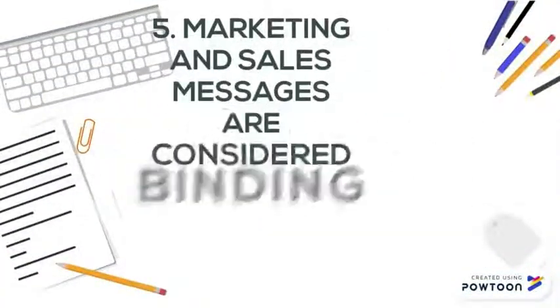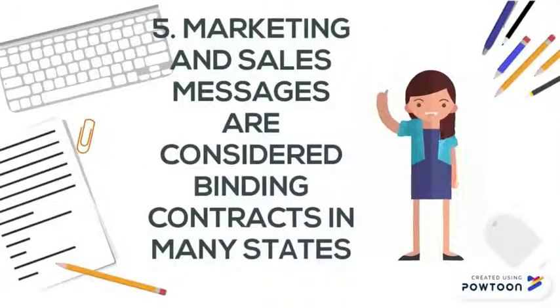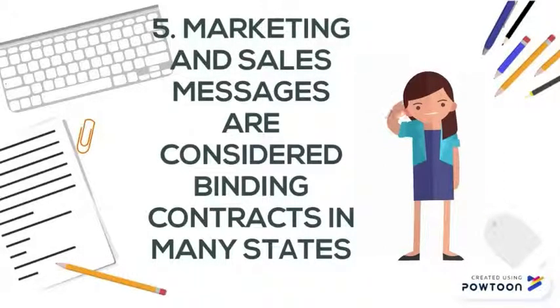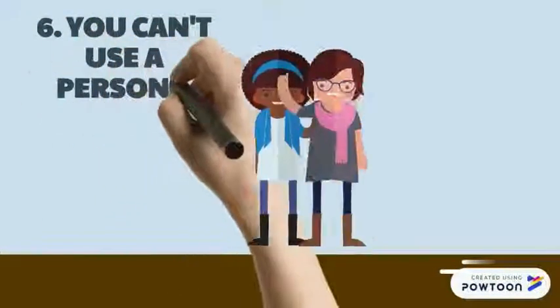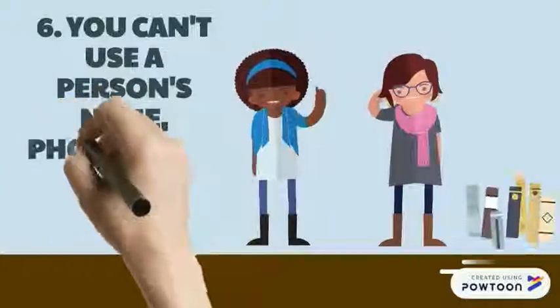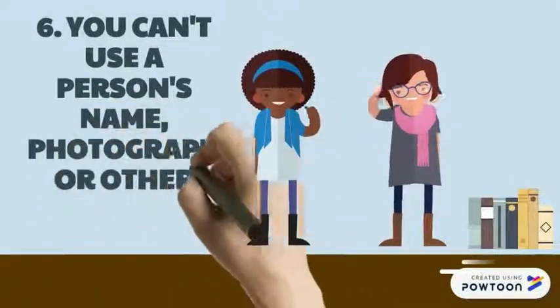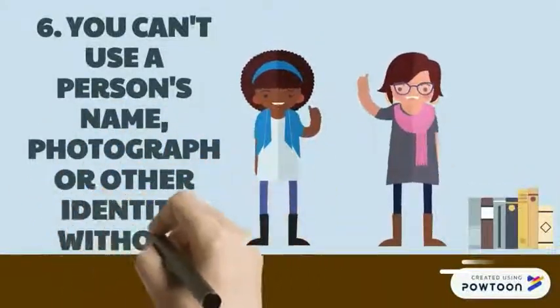Fifth, marketing and sales messages are considered binding contracts in many states. If you imply or make an offer and then can't fulfill your end of the bargain, you can be sued for breach of contract. And last, in most cases, you can't use a person's name, photograph, or other identity without permission. Doing so is considered an invasion of privacy.